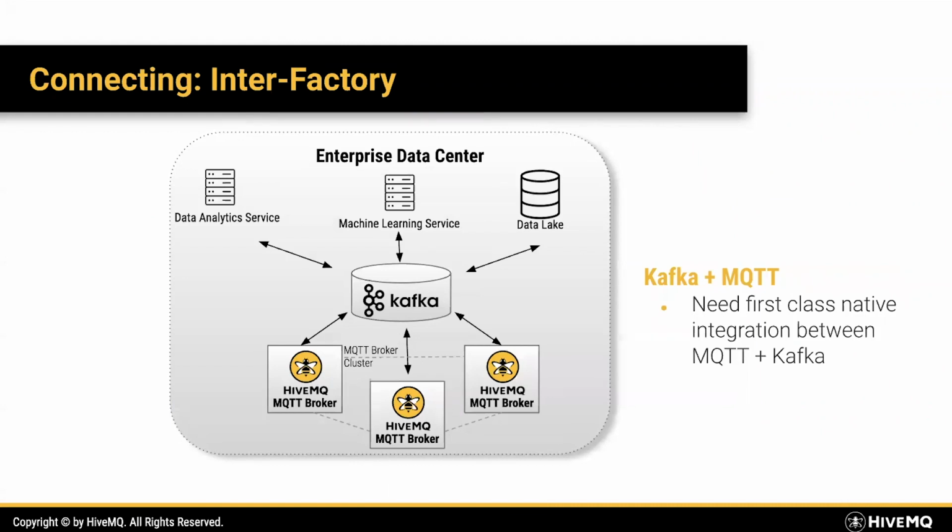So how does this look like? Usually you have this MQTT broker cluster, and then you push the data to the cloud, to Kafka. And for the MQTT applications and devices, this is usually transparent. So we don't even know that you have multiple MQTT brokers. So you can scale these up and down as needed.